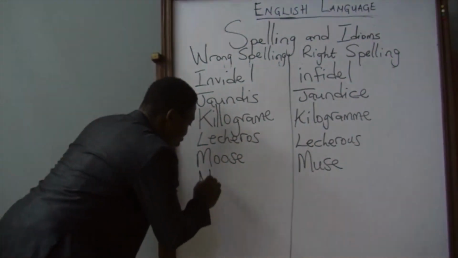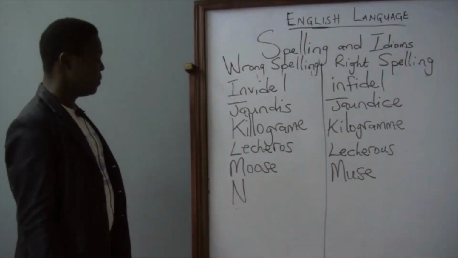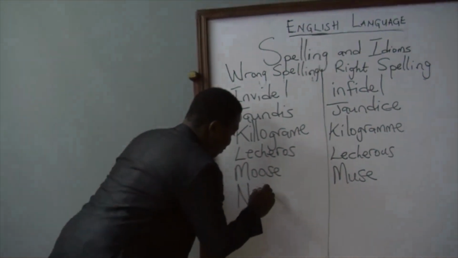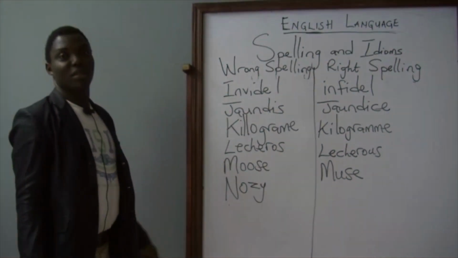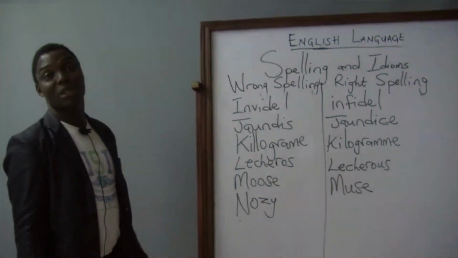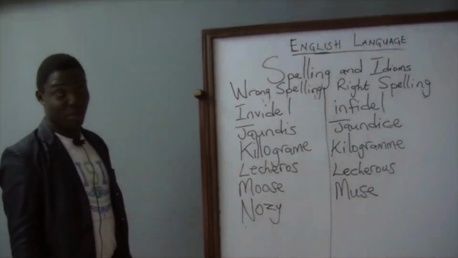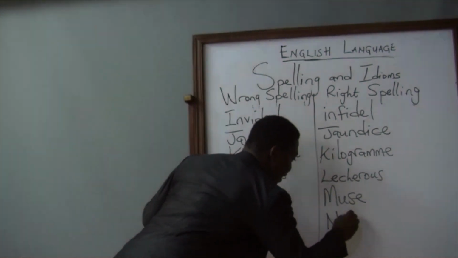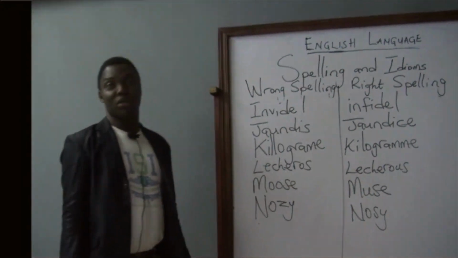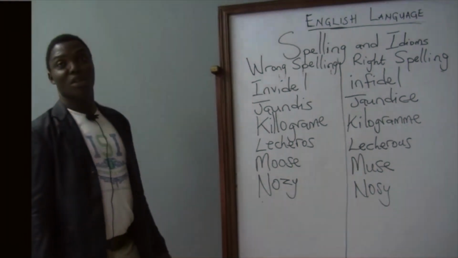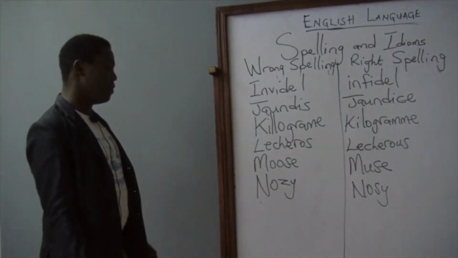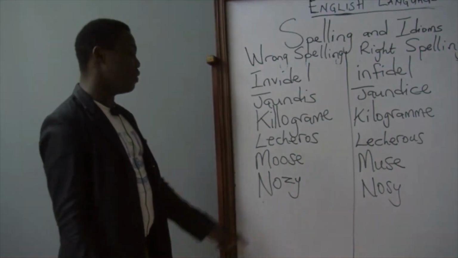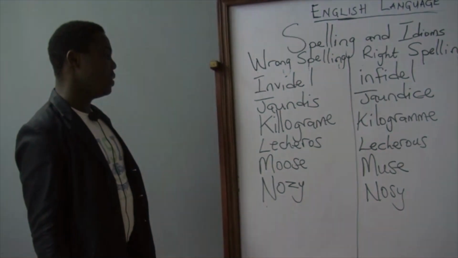And now we are also considering the word nosy. When you say nosy, somebody who does not mind one's own business. A nosy parker. But the right spelling is N-O-S-Y. You put your nose into a business that is not yours. That is the meaning of nosy. Just because it has the sound Z does not mean it should be spelled as N-O-Z-Y.